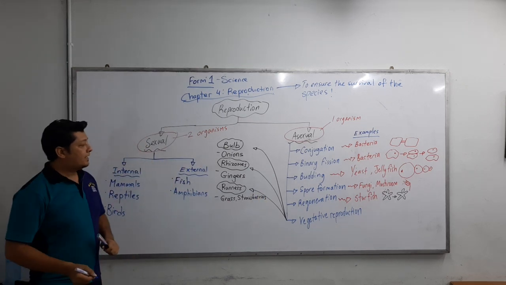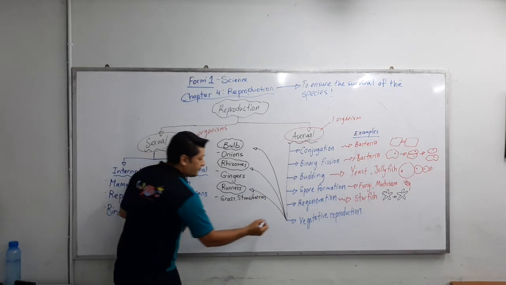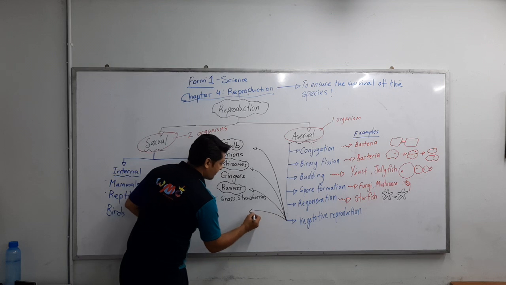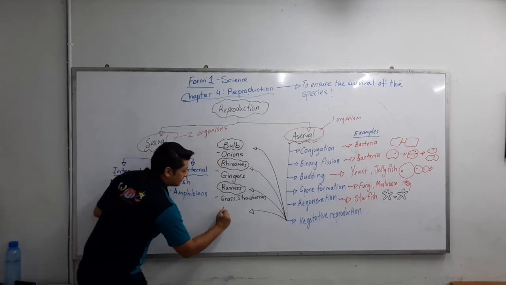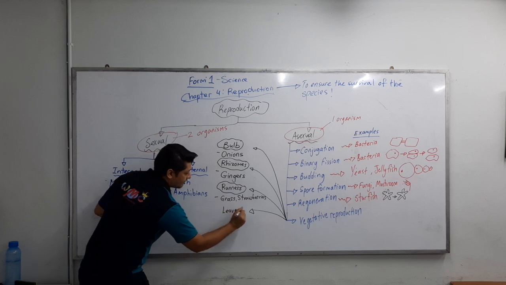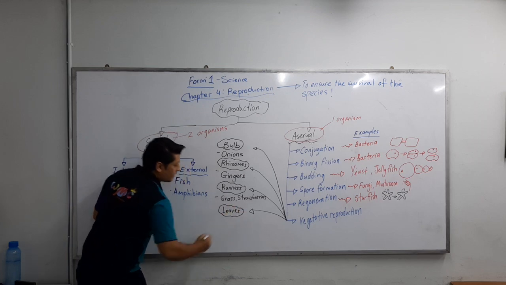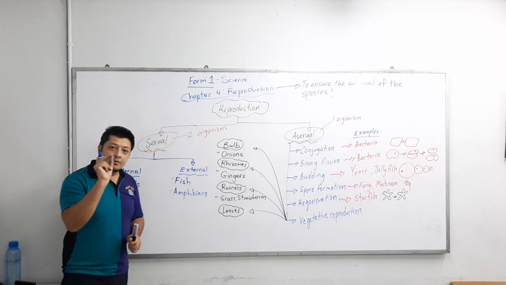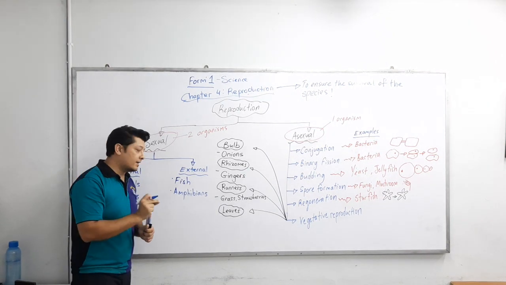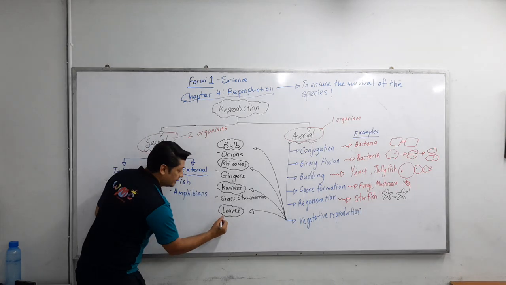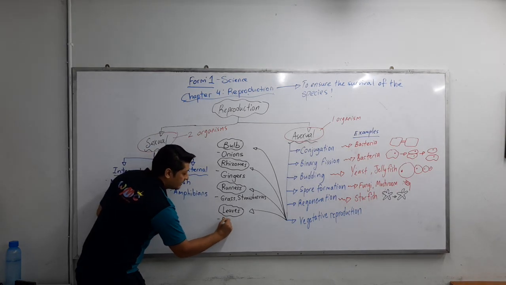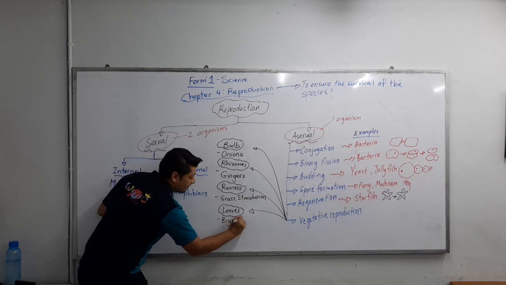The next will be leaves. That means new plants grow on the leaf itself. New baby plants will grow on those leaves. And the example will be bryophyllum.